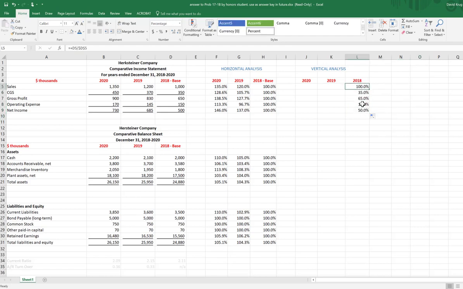Now, I can't pull this down. I can't pull this across, because I want that to be C5 divided by C5, and it's C5 divided by D5. So I need to change that. Change that to a C. Change that to a B. But now what I can do is pull those down.